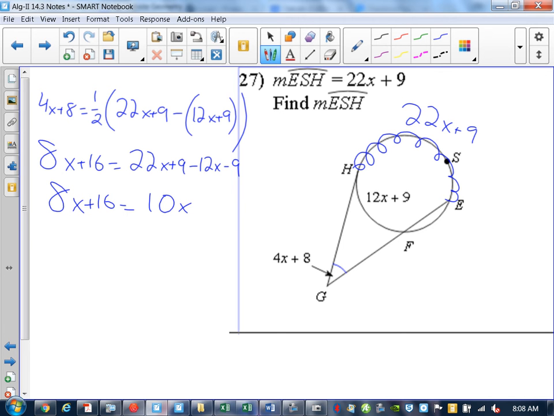And now it's a very quick pick on the little guy. Pick on the little guy here, which one am I going to move? I'm going to move the 8x. Moving the 8x over, I'm going to get 16 is 2x, and x is 8. And then I believe it asks us to find that arc. Yes, sir? Because this is minus 12x here, you have to distribute the negative to both parts. Very common mistake. And then it's just a matter of substituting back in. Okay.